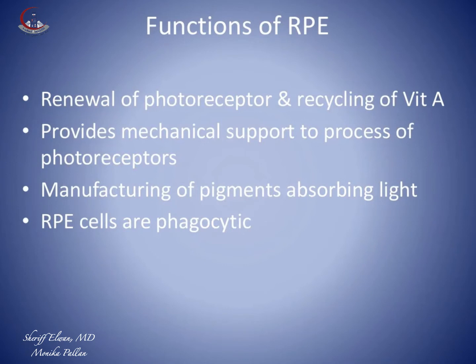The functions of the retinal pigment epithelium are renewal of the photoreceptors with recycling of vitamin A precursors and metabolites. The layer provides mechanical support to the processes of the photoreceptors and manufactures the pigments absorbing light, and the retinal pigment epithelial cells have got a phagocytic activity as well.